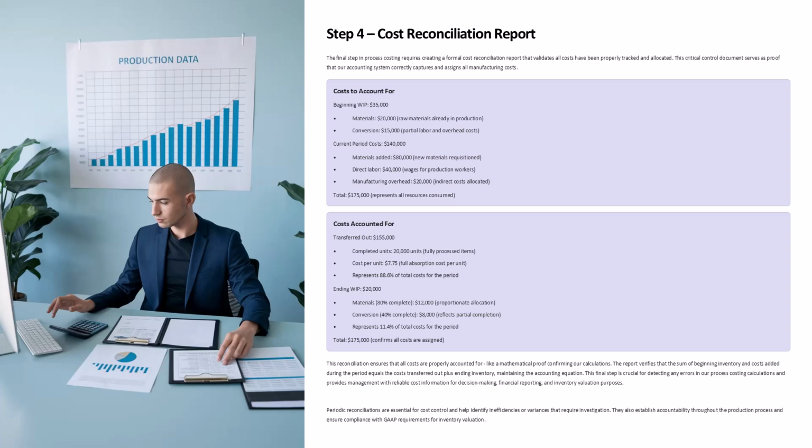The structure is elegantly simple. Cost to account for, beginning WIP plus current costs, must equal costs accounted for, transferred out plus ending WIP. Picture a fertilizer producer like Scott's Miracle-Gro reconciling costs for its mixing, granulating, and packaging departments, confirming that all costs have been properly allocated to either completed production or ending inventory.